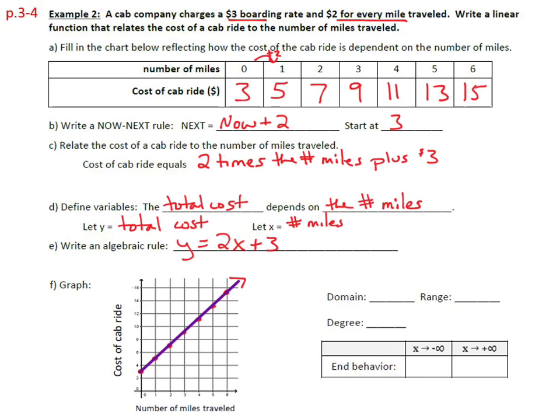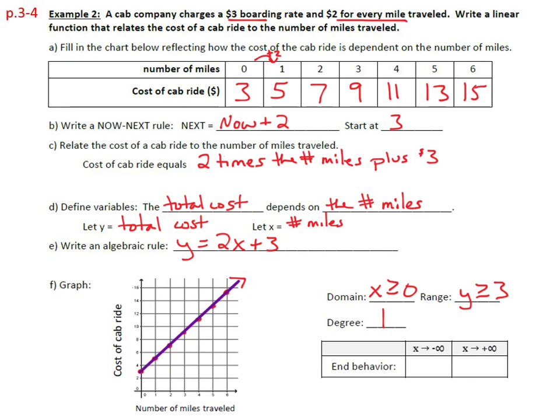So since we have a linear function, we can go ahead and say that our degree is 1. For our domain, the x values that we used for this particular problem, we would say that x is greater than or equal to 0. We don't have to drive anywhere. But the range, we're paying that $3 to get into the cab, so it's going to be y is greater than or equal to 3.